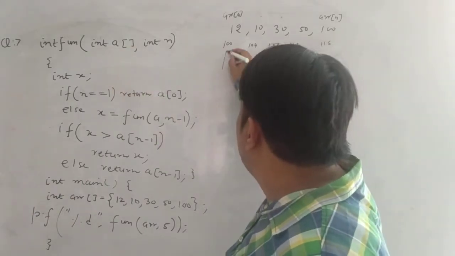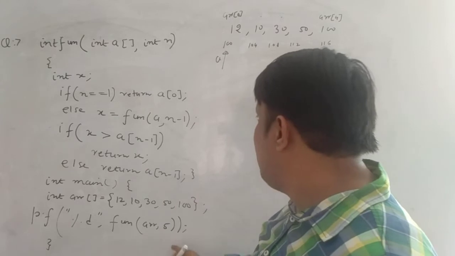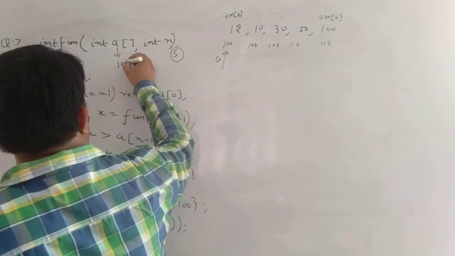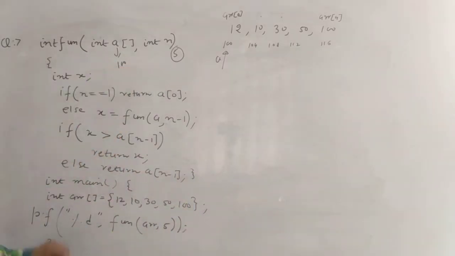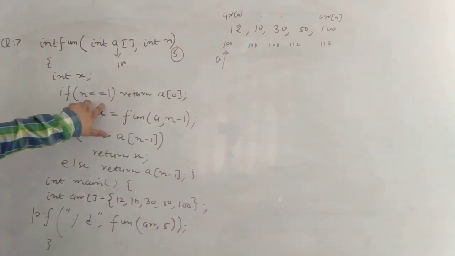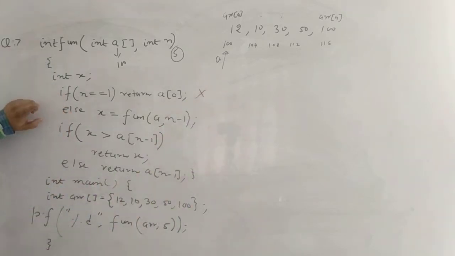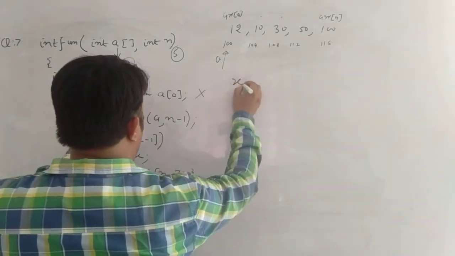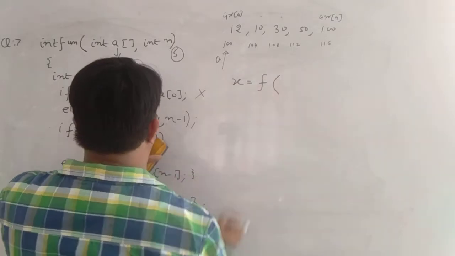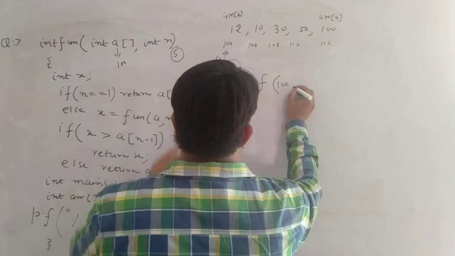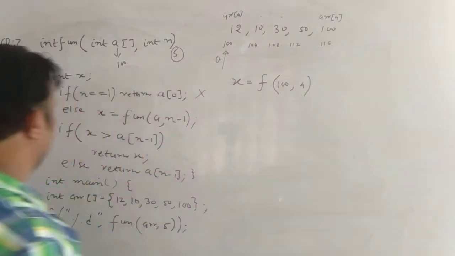So it means your A is pointing at 100 and the value of n is 5. If n is equal to 1, that means your condition is false, so you come to this statement. Then x is equal to the function a comma n minus 1. A is 100 and the value of n is 5, so 5 minus 1 is 4.